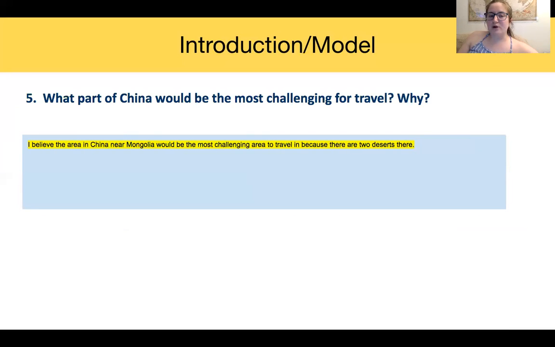Lastly, let's think about what part of China would be most challenging for travel. I believe that the area in China near Mongolia would be the most challenging area to travel in because there are 2 deserts there. And I know that deserts are hot. There's not always the greatest access to water in the desert, and there might not be a lot of shade because of the plant life in deserts. So that could have been a pretty big challenge to travel through. I wonder what you think.